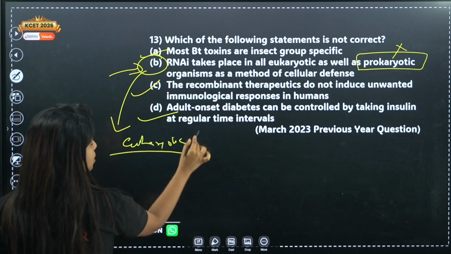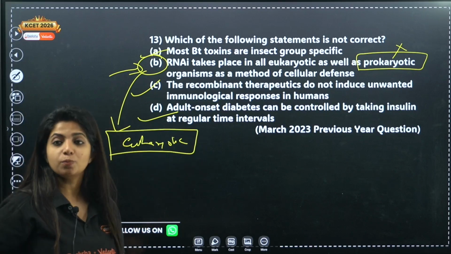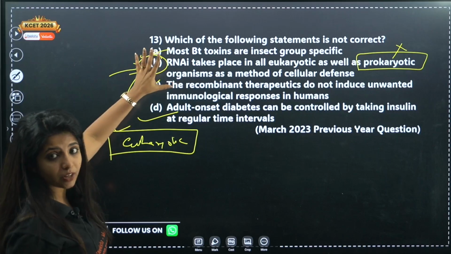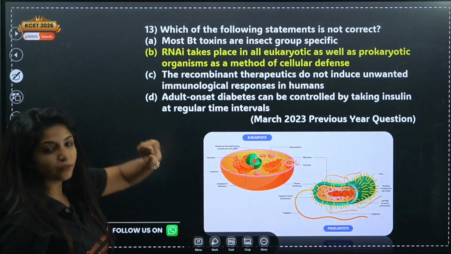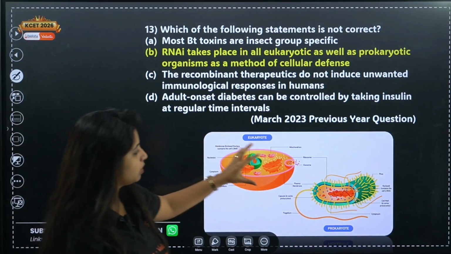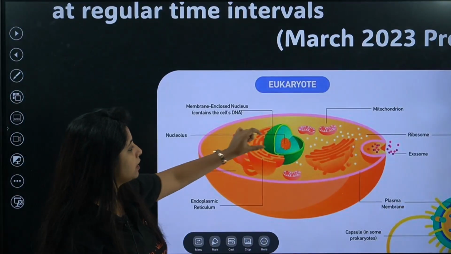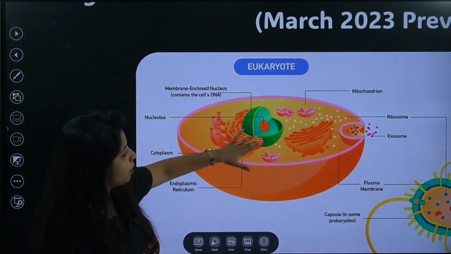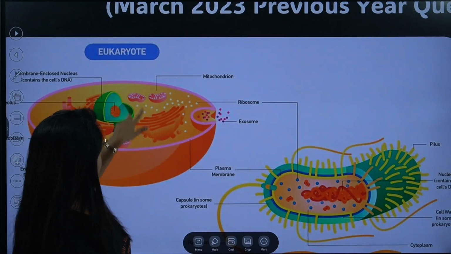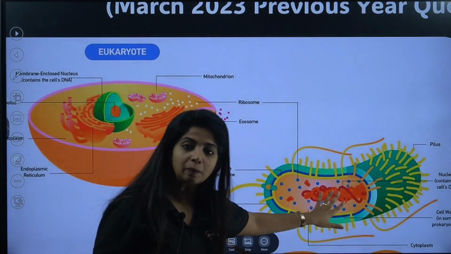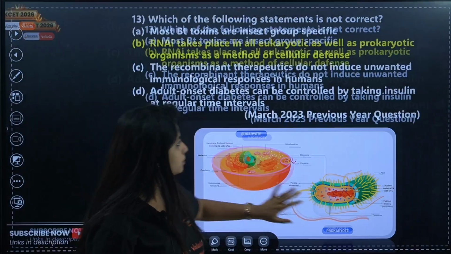It's not a natural mechanism in the case of prokaryotes. So that is additional and very important information. Each line of your NCERT is super important. Here is the difference between eukaryotes and prokaryotes. As you can see, in our eukaryotic cell there is a nucleus surrounded by a membrane. Here you do not have a nucleus; the genetic material is just lying around there.